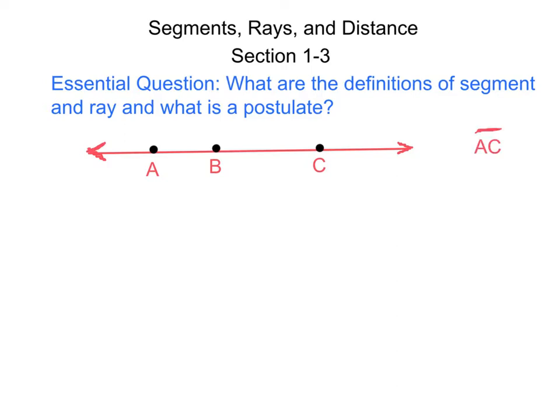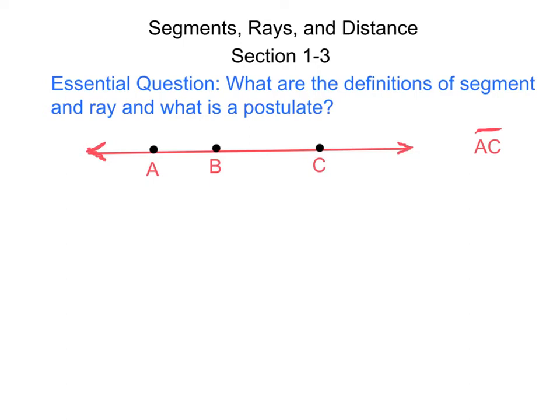So if we're talking about segment AC, we would represent it by AC with a line over it. But notice we have no arrowheads at either end because this is a line segment. It starts at A, ends at C. So that is segment AC.